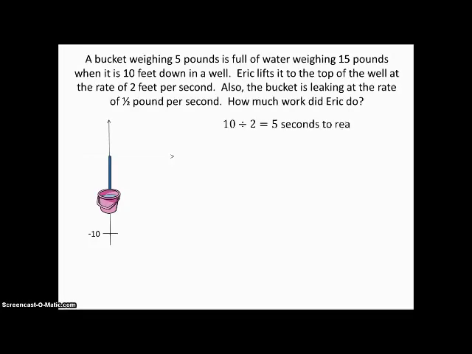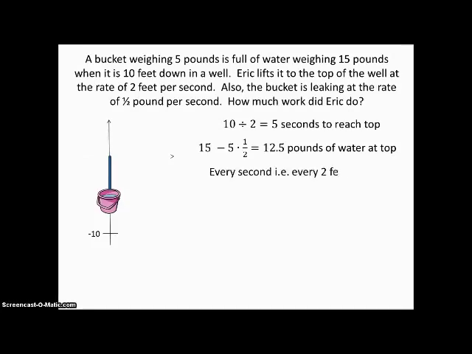All right, so 10 divided by 2 is 5 seconds, because it was 10 feet down the well. He pulled it up at 2 feet per second, and so it takes 5 seconds to reach the top. Now, why is that important? Because I need to know how much water is leaking out total. So 15 minus 5 times 1/2 pound per second means that when you get to the top, it's going to weigh 12.5 pounds. So at any point in between, how much is it going to weigh?